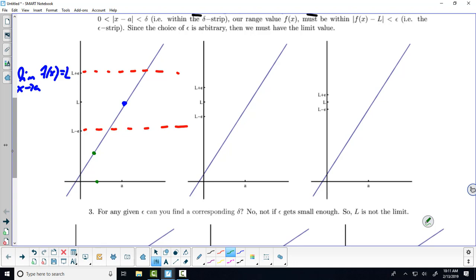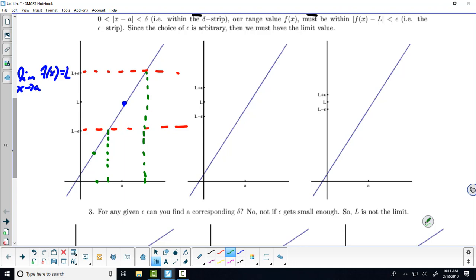Let's pick one closer. How close do I have to go? Well, you can maybe see that if I pick x values within that green strip there, I will be within my epsilon strip.